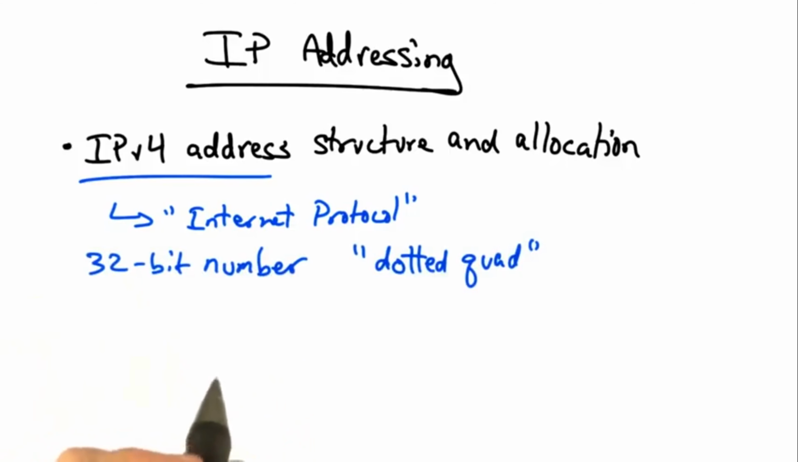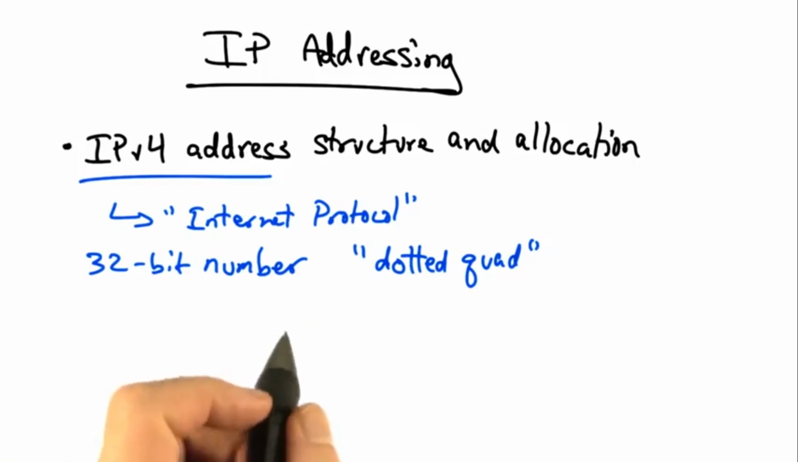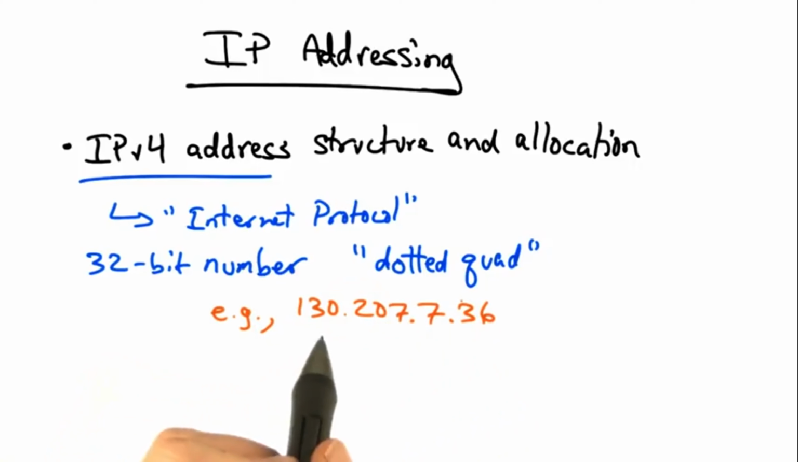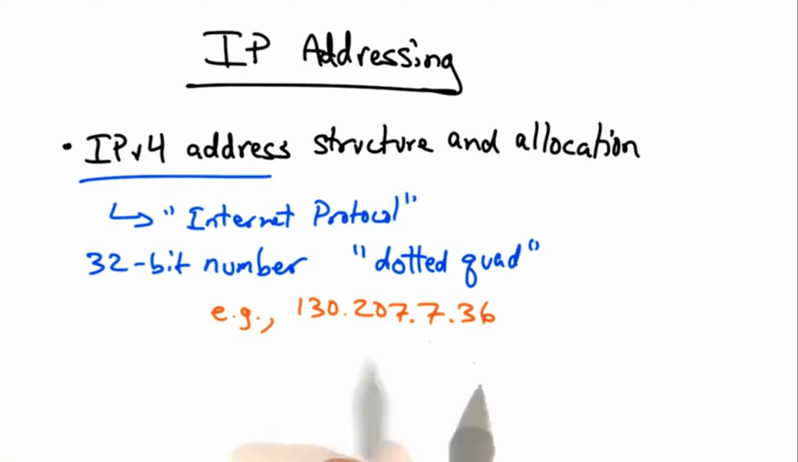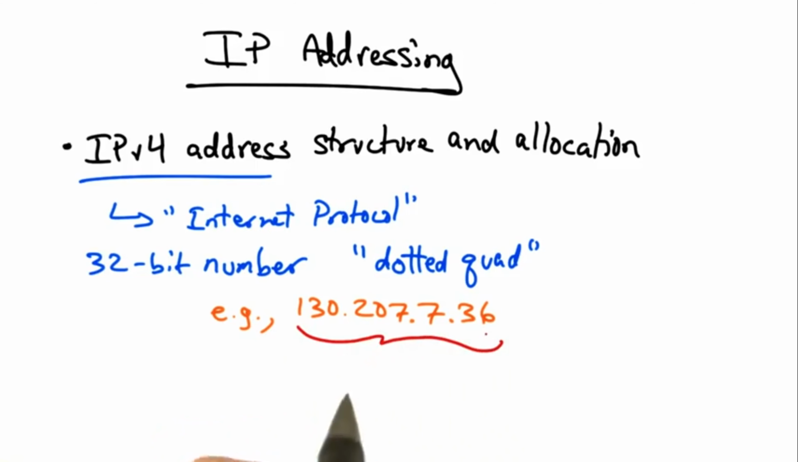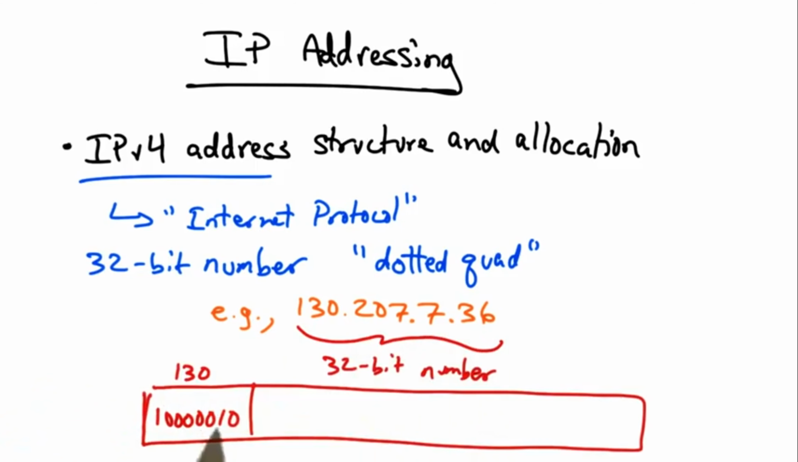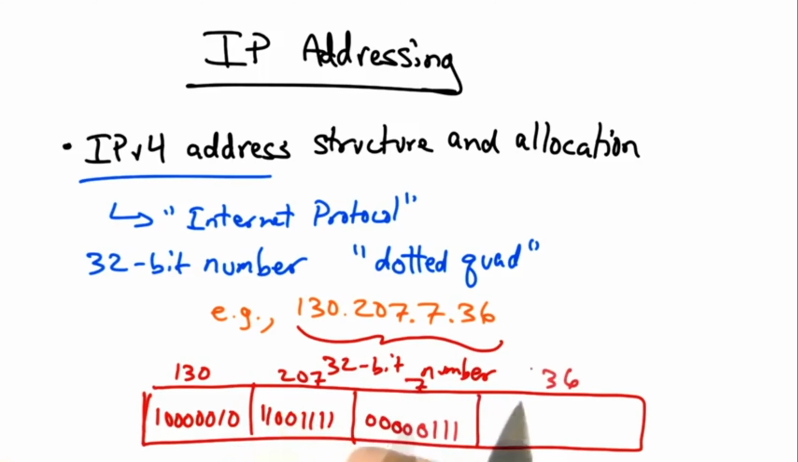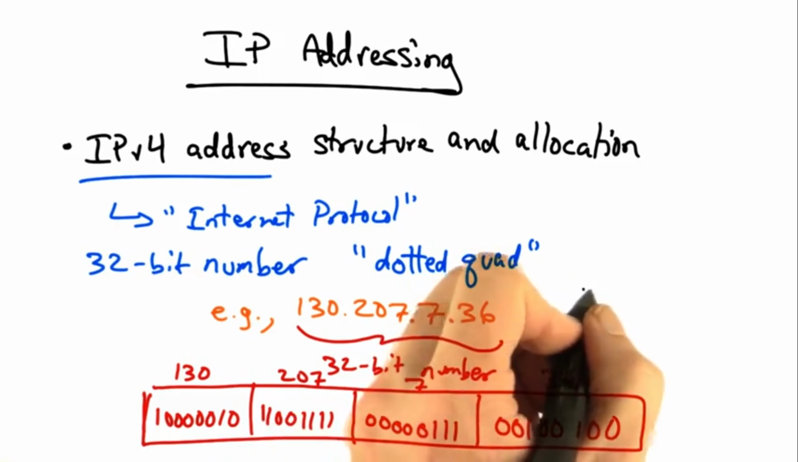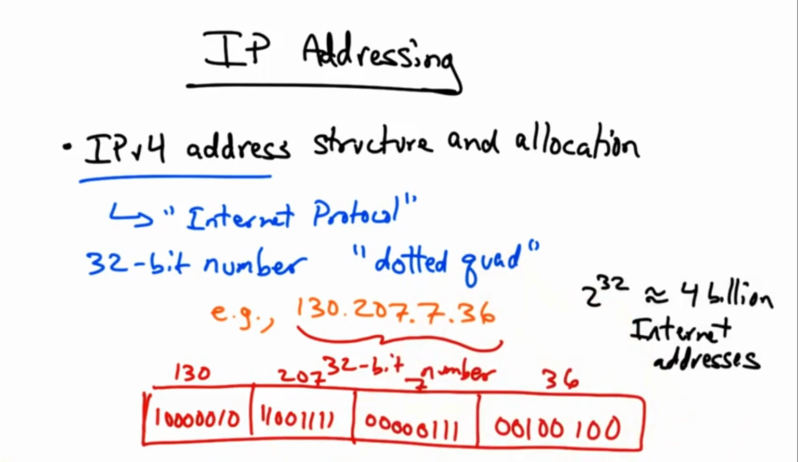dotted quad notation. For example, the IP address for www.cc.gatech.edu is 130.207.7.36. Now this is just a convenient way of writing a 32-bit number. So 130 represents 8 bits, and 207 is another 8-bit number. 7 is another 8-bit number, as is 36. This structure allows for 2 to the 32, or about 4 billion, Internet addresses.